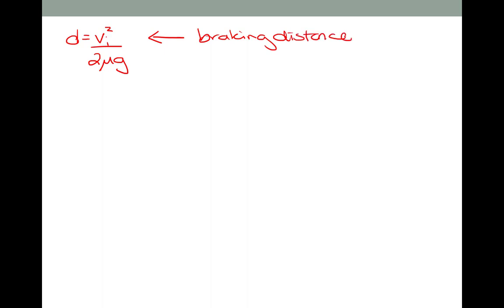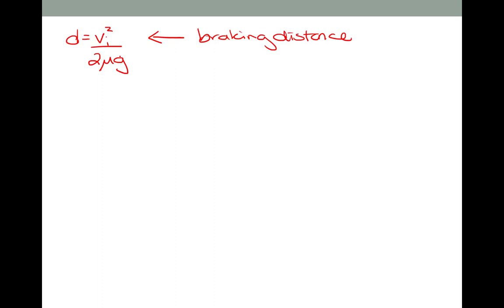And the problem tells us to keep everything the same except the fact that you're going faster. So between our two pieces, the factor of 2 will stay the same. The coefficient of friction is going to stay the same. g is going to stay the same. The only thing that's going to change is v initial.